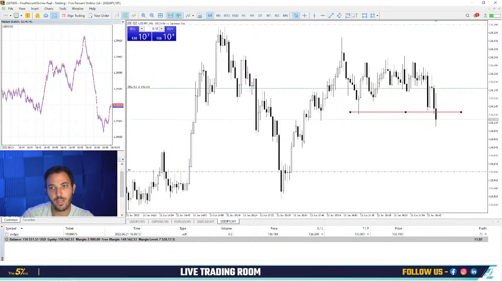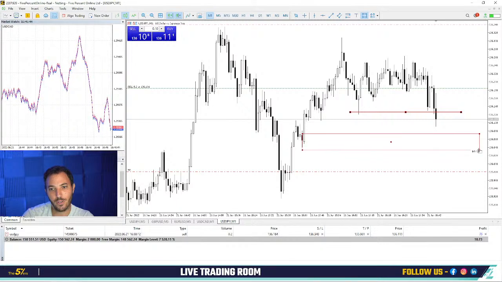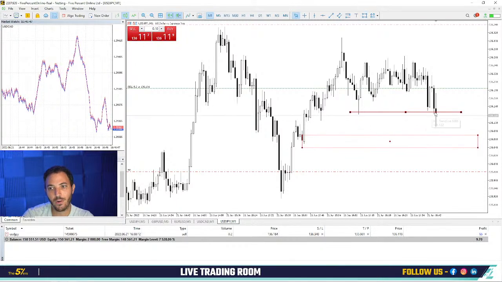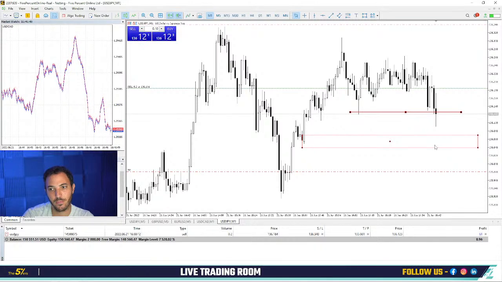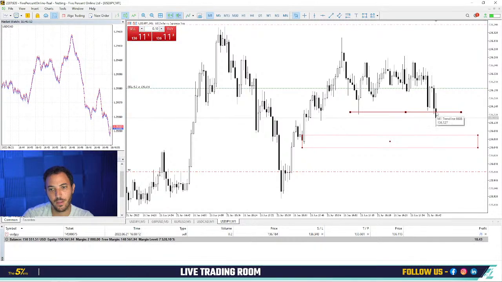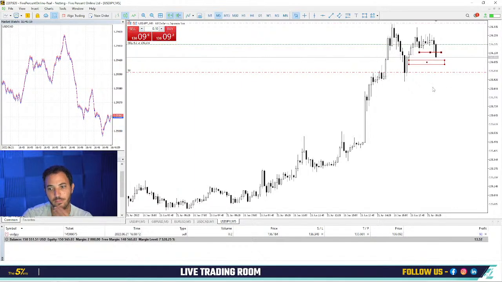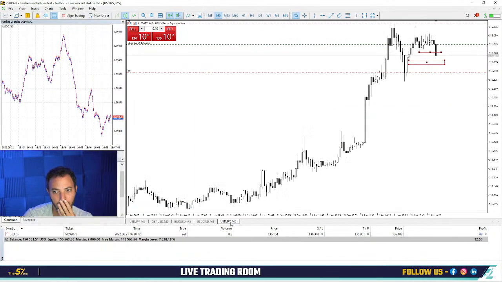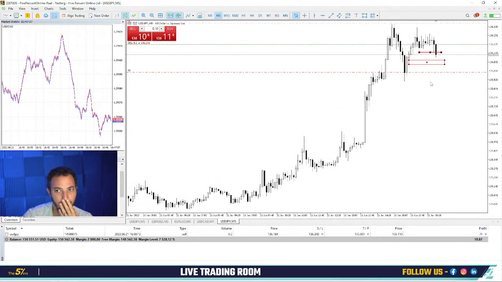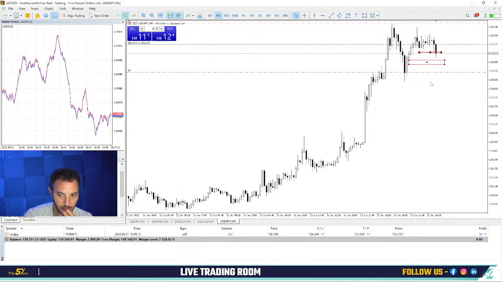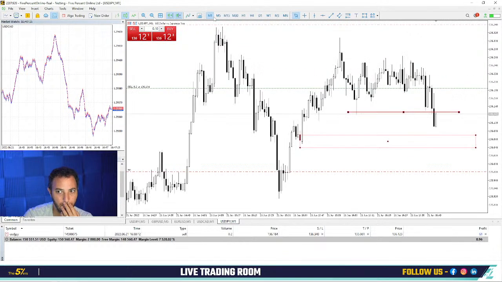Okay, let's see, we need some follow through. I expect support around that area. If we manage to break that support, we should be at the lows. No follow through.